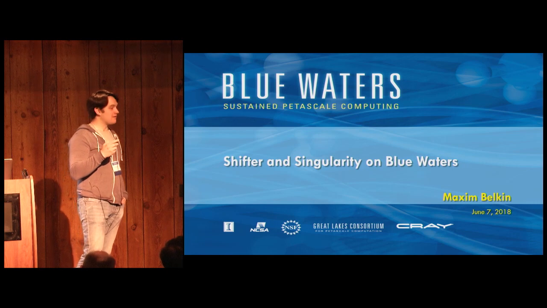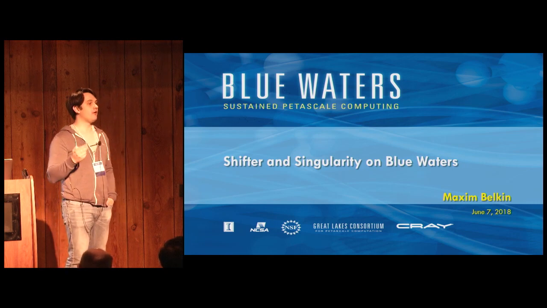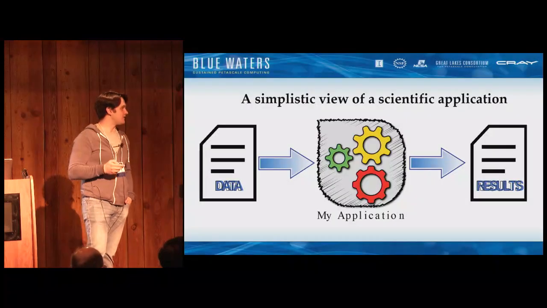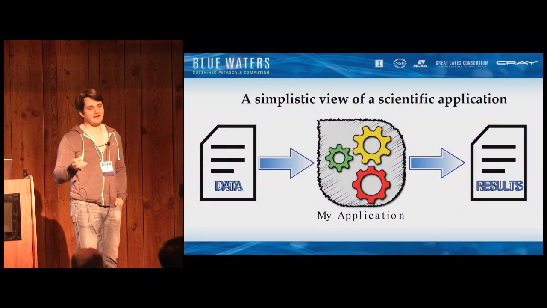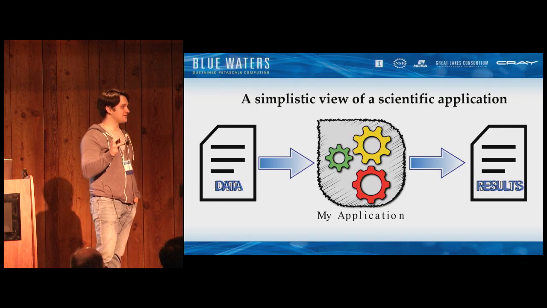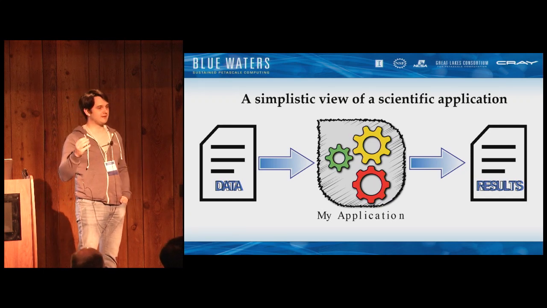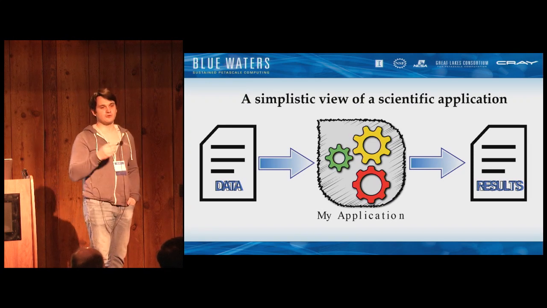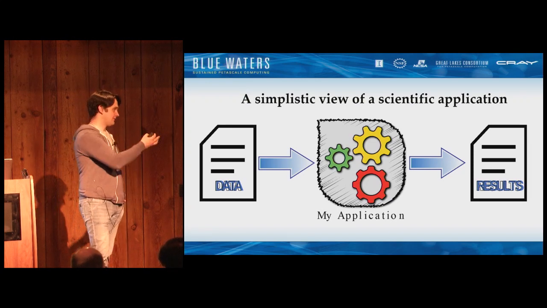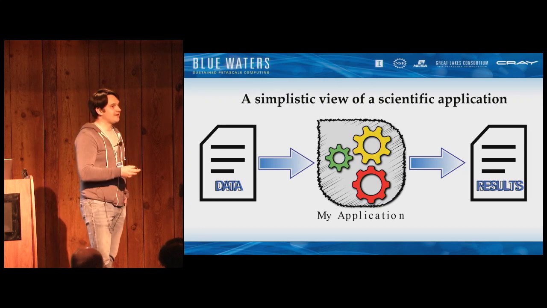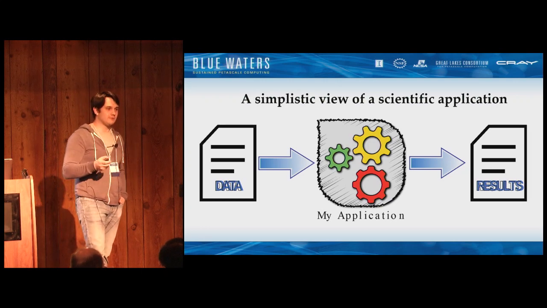So why containers and why on HPC? Why is it a problem? Why is it such a big deal? If we take a look at any application, practically, take a simplistic view, we'll see that we have an application, some components, they work together, we provide input data, it crunches that data and produces a result.